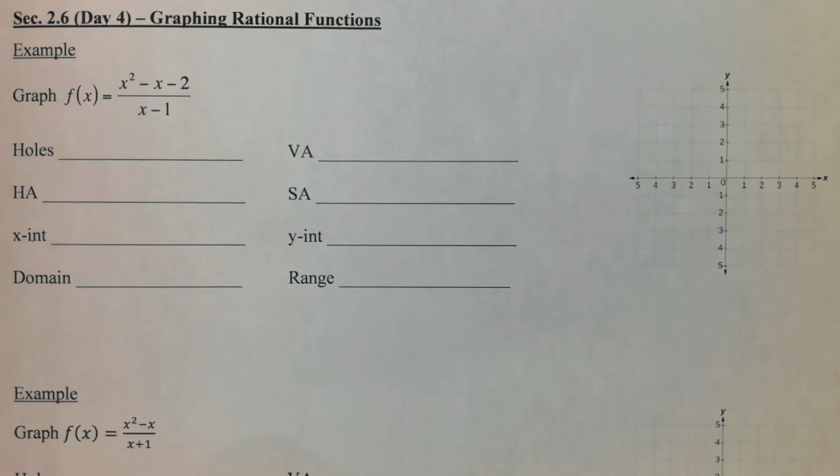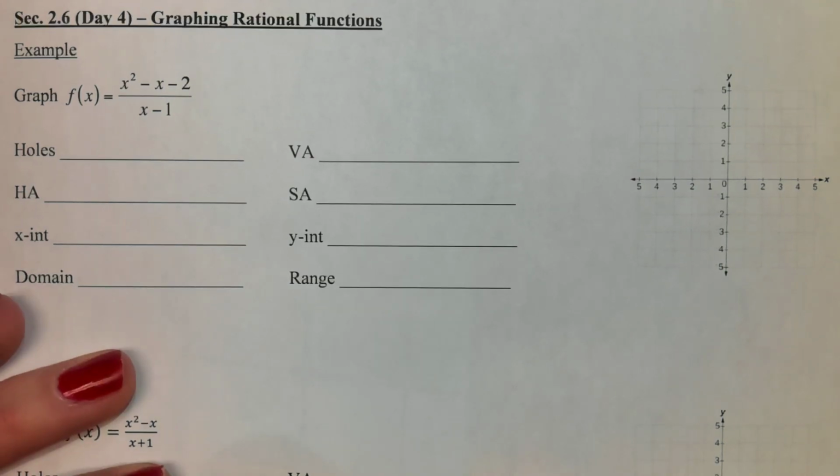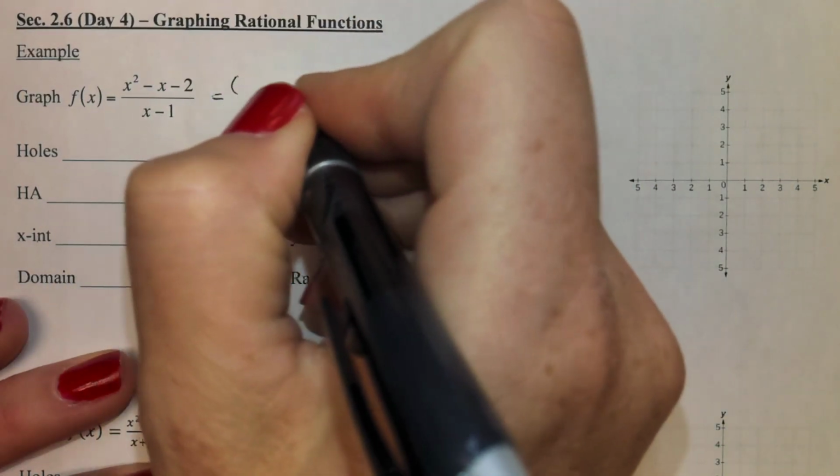This is Graphing Rational Functions Day 4, and today we're actually going to do our first slant asymptote. So first one, we're going to factor and cancel. See how this one turns out.